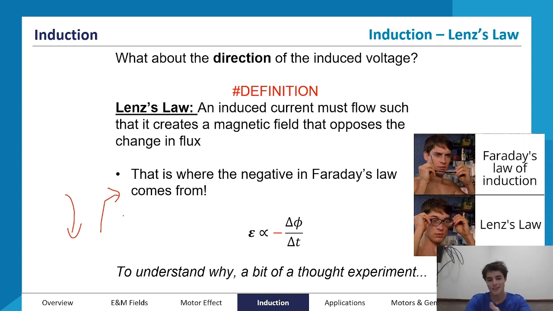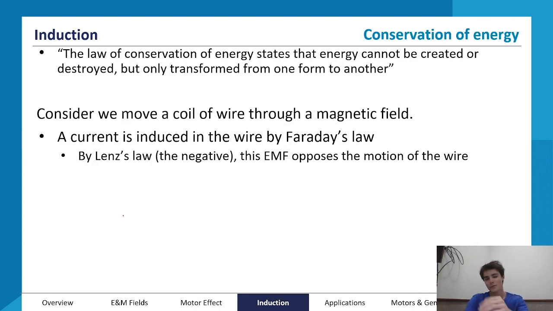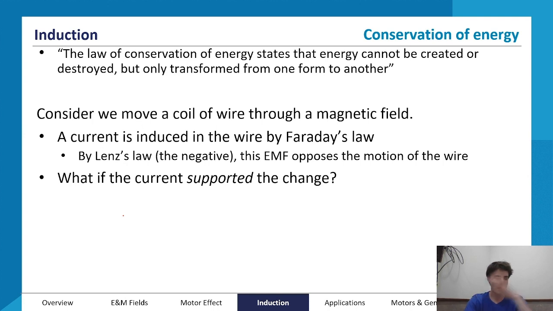Now, to understand where this comes from, let's do a cheeky thought experiment. Let's imagine what happens when we move a coil of wire through a magnetic field. Now, by Faraday's law, we are going to induce some kind of current. By Lenz's law, the EMF is going to oppose the motion of the wire. Sorry, let me express this better. You move the coil into the magnetic field, and by Faraday's law, a current is induced. And by Lenz's law, that current is acting to oppose the motion of the wire.